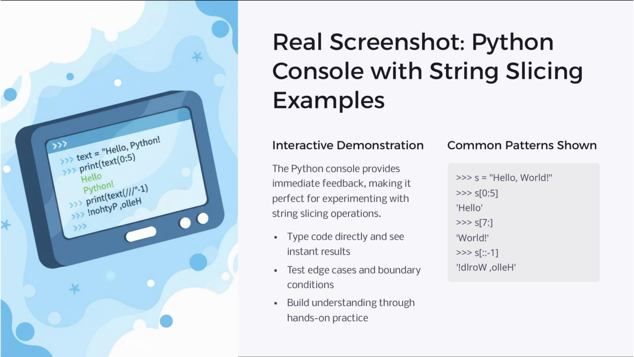The Python console is ideal for experimenting with string slicing. It offers immediate feedback, allowing you to test edge cases and boundary conditions. For instance, s[0:5] extracts hello, s[7:] gives world, and s[::-1] reverses the string to dlrow olleh. These patterns enhance understanding through hands-on practice.